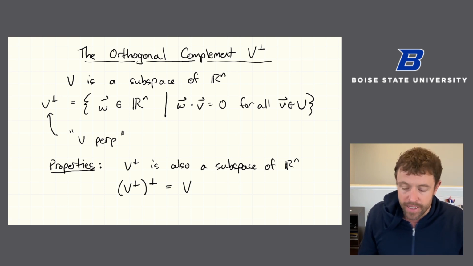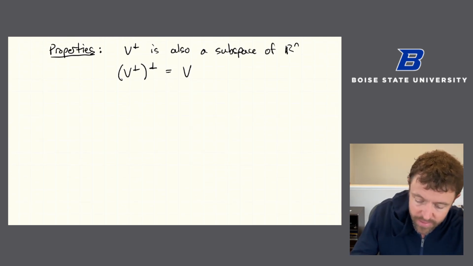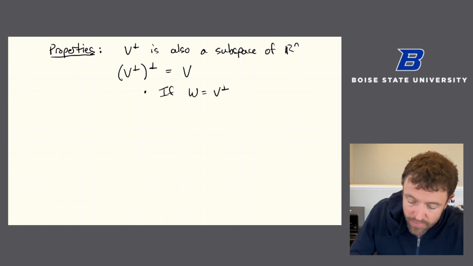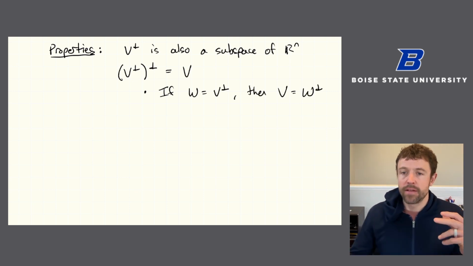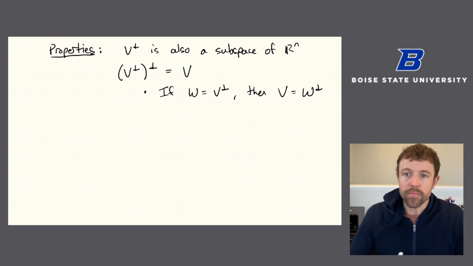Another way of saying this that I think is maybe less confusing is that if W is the orthogonal complement to V, then V is the orthogonal complement to W. There's this symmetry here. And so this is definitely going to be a useful property.